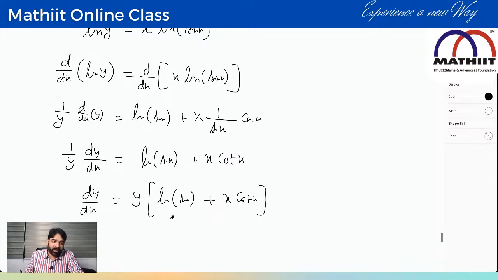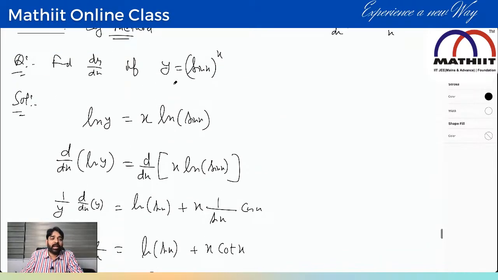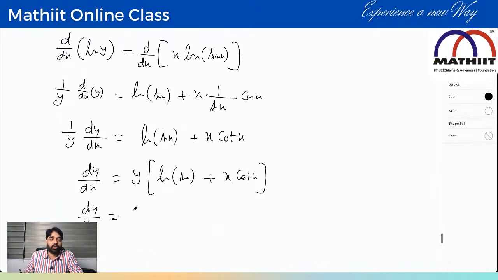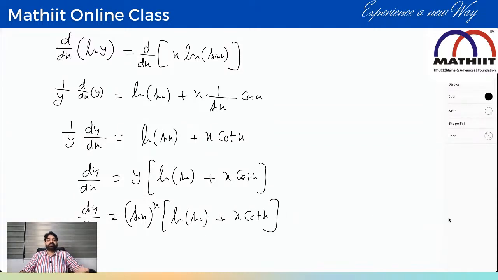You can leave the answer like this. But if you want it only in terms of x, we know y is sin x power x, so I can substitute this y value back here. dy by dx equals sin x power x into ln sin x plus x cot x. Is this clear to everybody?